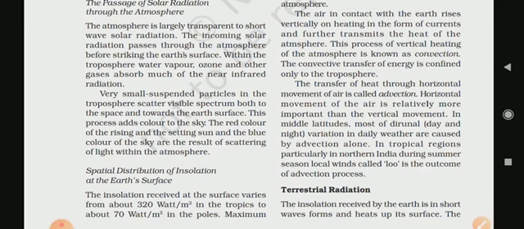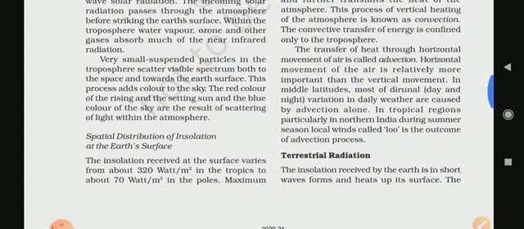Insolation is the amount of solar energy received by Earth, and the insolation received at the surface varies from about 320 watts per square meter in the tropics to about 70 watts per square meter at the poles. So it reduces toward the poles.